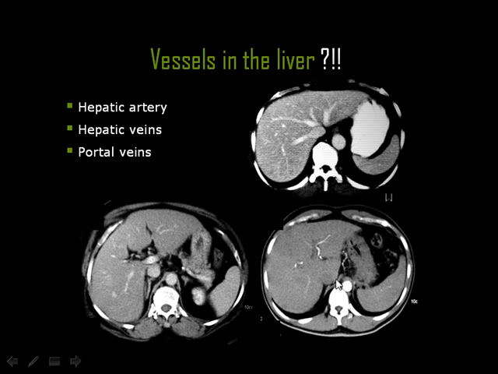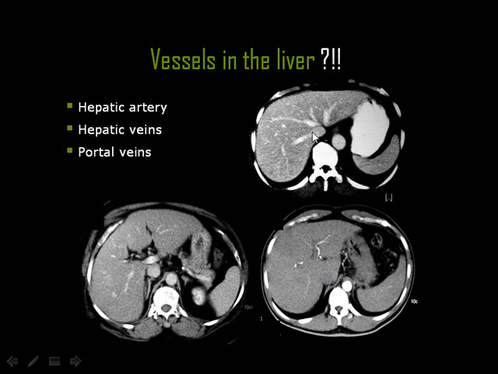Then you see multiple vessels running throughout the liver. What are these vessels? The vessels running through the liver are the hepatic artery branches, the hepatic veins, and the portal venous radicals. Of course, to see the hepatic artery branches, you should have an arterial phase. And you look at the aorta, which is very dense, then you know that these fine branches running throughout the liver parenchyma represent the hepatic artery branches.